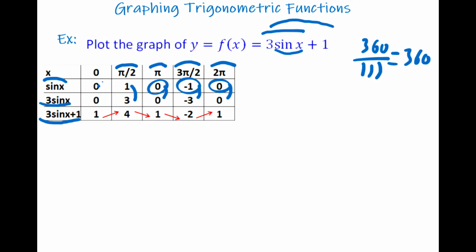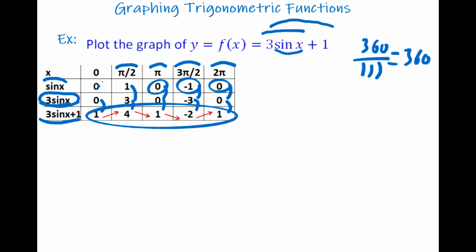Finally, I'm going to add 1 to each and every one of these values. 0 becomes 1. If you add 1 to 3, it's going to be 4. If you add 1 to 0, we are going to have 1. If you add 1 to negative 3, we're going to have negative 2. And if you add 1 to 0, I'm going to have 1 here. So finally, these are the values that our function should show, guys.